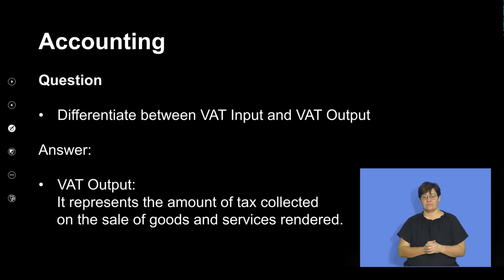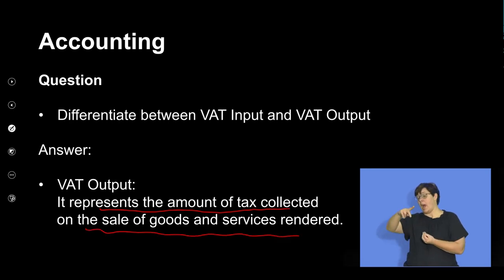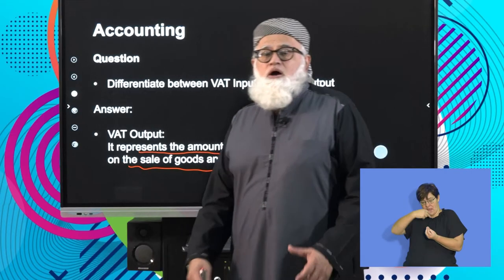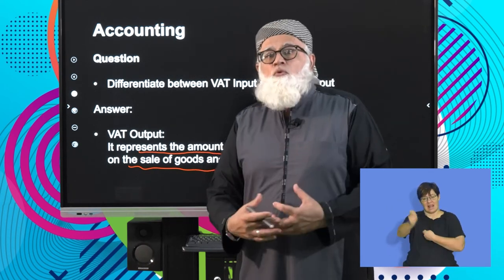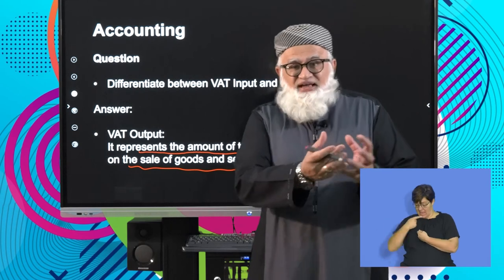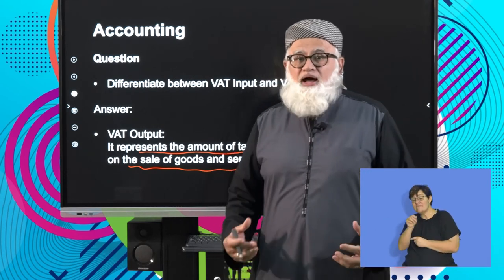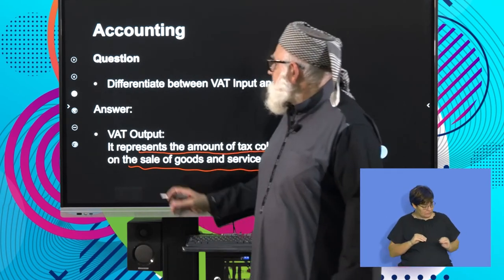Right? VAT output. What do we know? It's VAT output. This represents the amount of tax collected on the sale of goods and services rendered. In other words, whenever we sell the goods, remember, we're the VAT vendor. When we sell those goods, the VAT that we collect, that will be my VAT output.